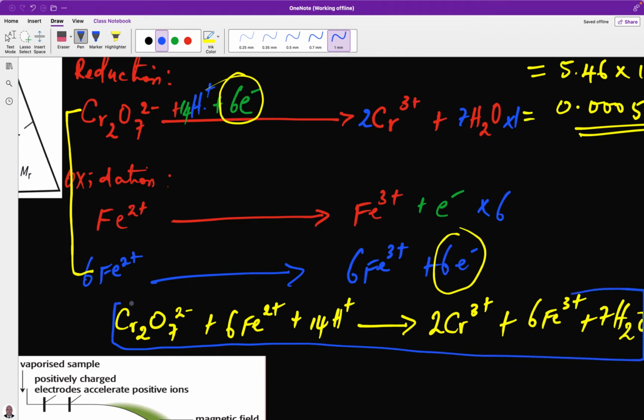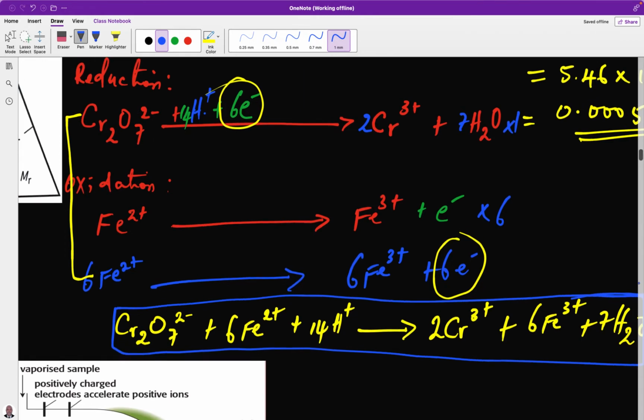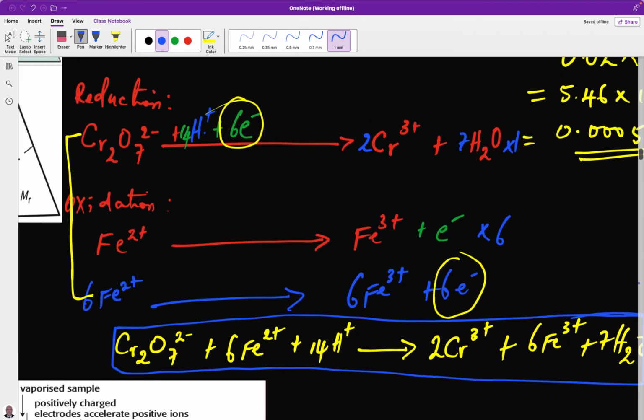Fellow learners, make sure you know how to balance your equation using the half equation method in balancing redox equations, also called the half reaction method. You use that to balance your equation, so you must know it. If you want to know the details, go to our previous video.